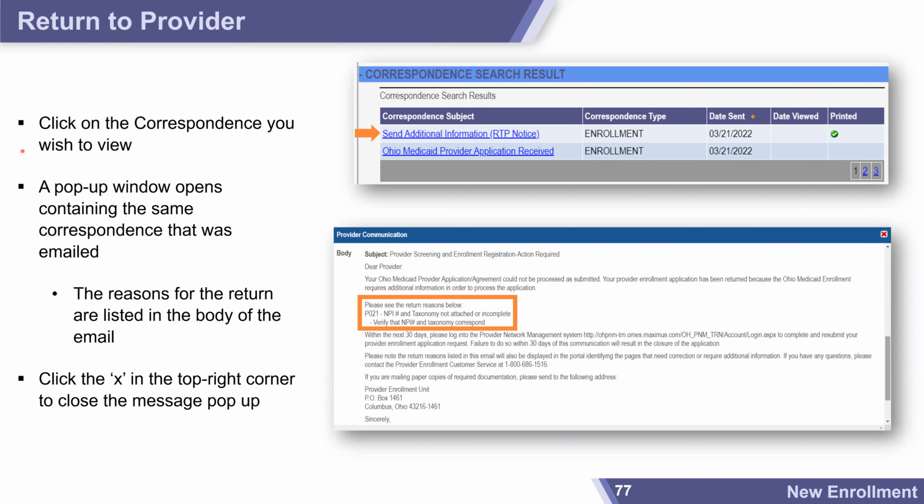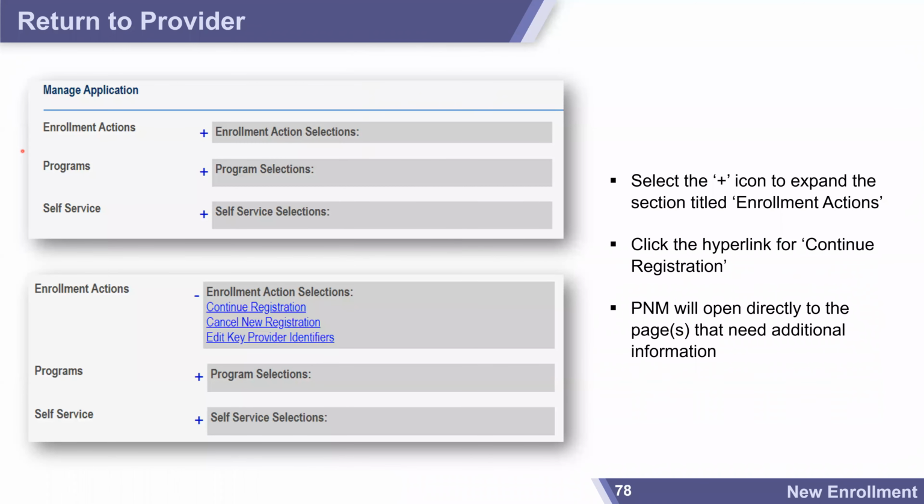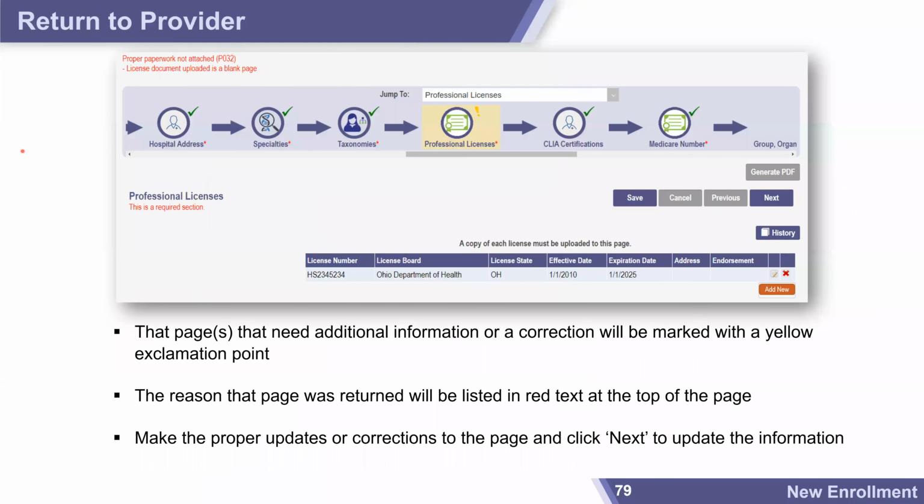Then, of course, what you'll want to do is update the application. So now we're going to click on the enrollment action selections drop down, and then, of course, continue registration, because now we know what we need to add. Now we just have to go through the process of actually adding it. Once you click continue registration, you're going to see what you're used to seeing: the application in P&M.